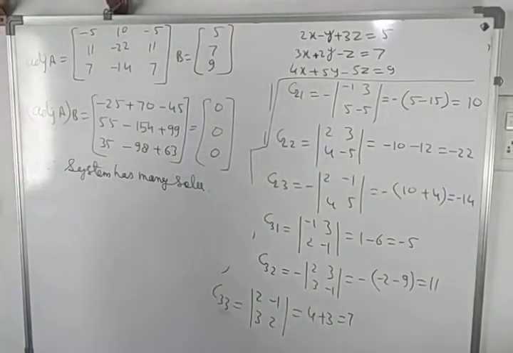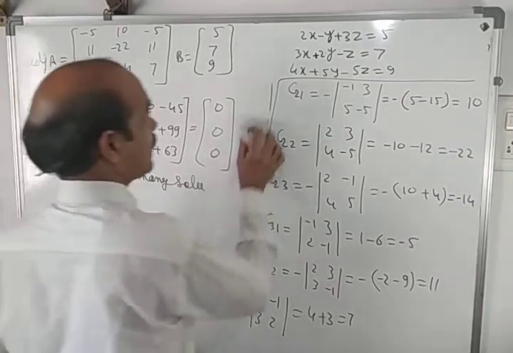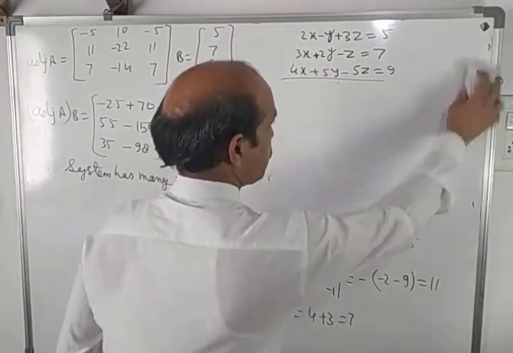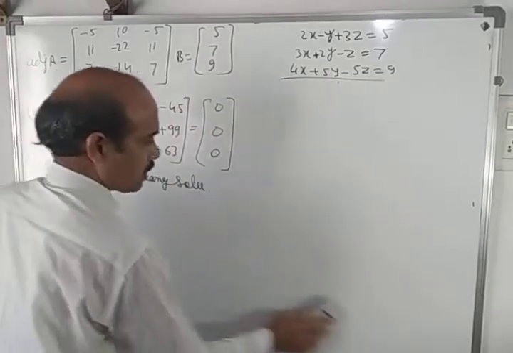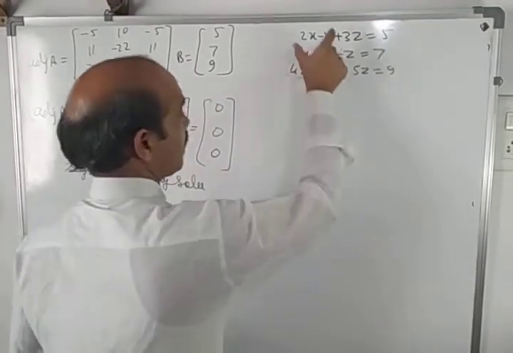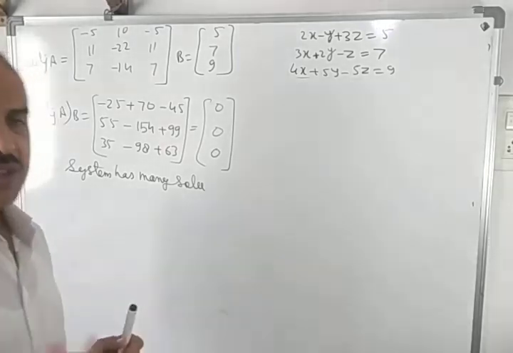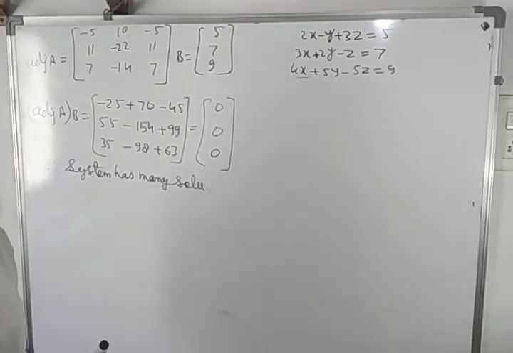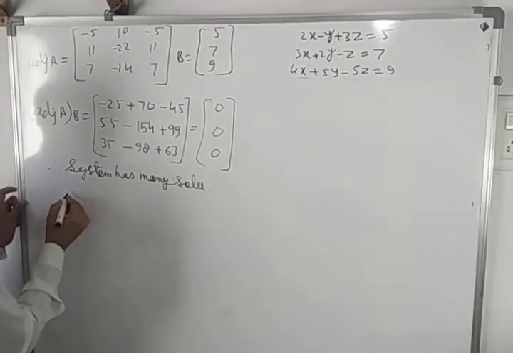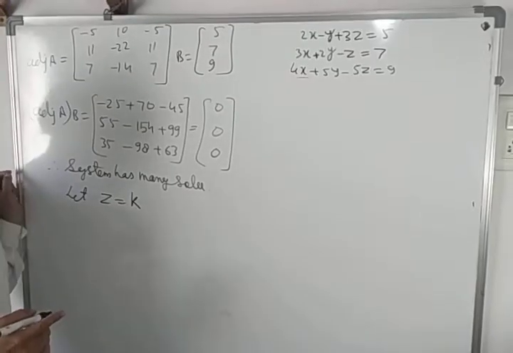And to get the many solutions, what we have to do is suppose any one of the three variables, either x or y or z, as a constant, that is a new letter k. So let z equal to k. Why are we supposing k? That we will get clear at the last.